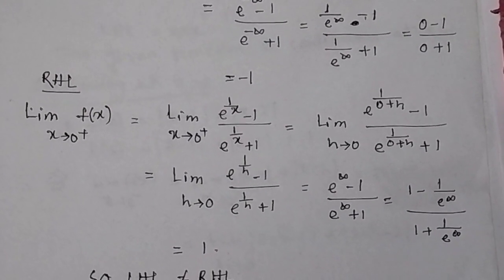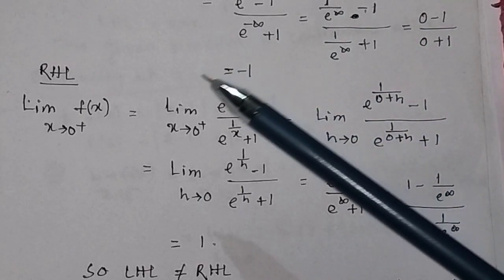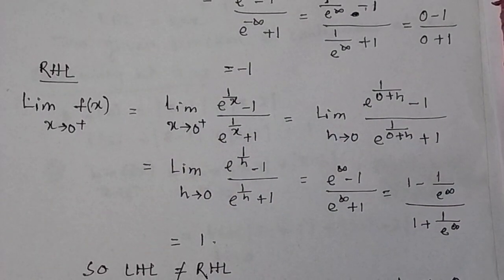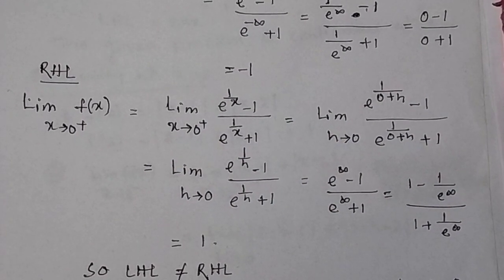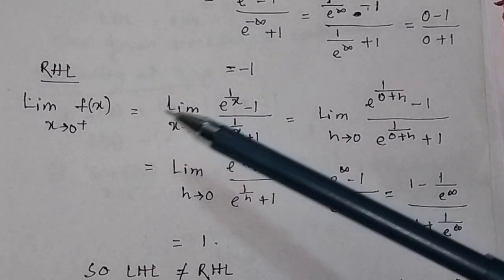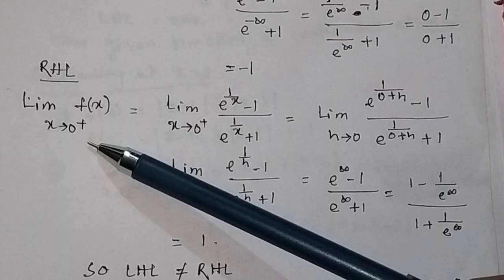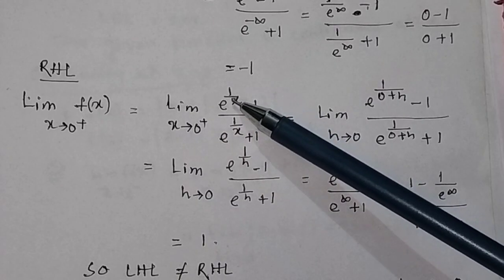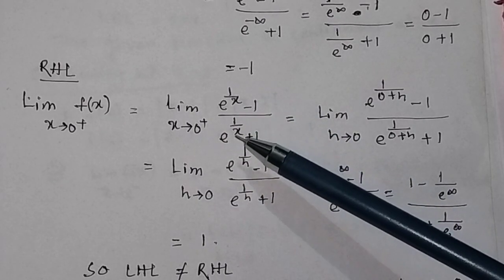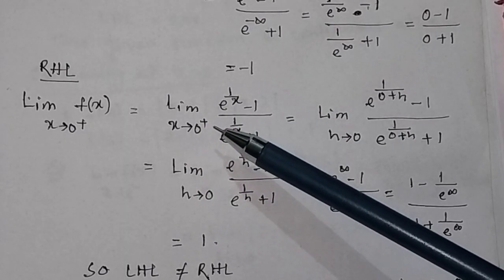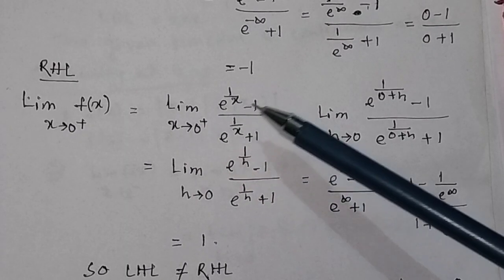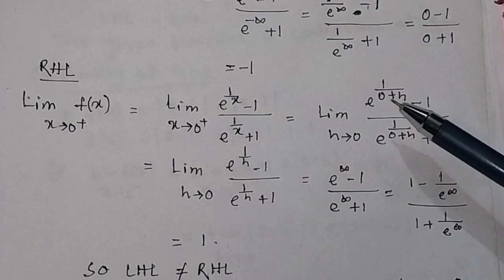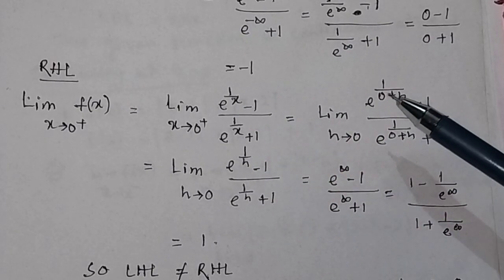For the right hand limit, the right hand limit of f(x) as x approaches 0 plus, we have to find out the continuity of the function. Check the continuity of the function at x equal to 0, to the right of 0, that is why x approaches 0 plus. So this will be equal to the limit, the function is given, e to the power 1 by x minus 1 divided by e to the power 1 by x plus 1, as x approaches 0 plus. Since x approaches 0 plus, we take a value slightly greater than 0. So you can substitute x equal to 0 plus h.